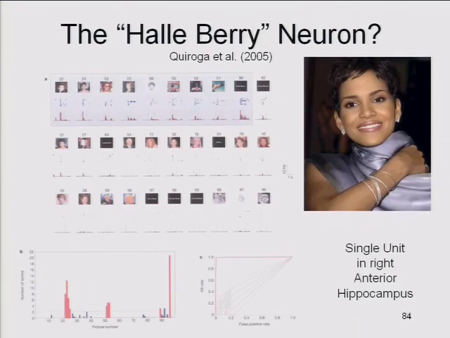Another patient had a Halle Berry neuron. Here are about 10 pictures of Halle Berry, including Halle Berry as Catwoman. We got this neuron that's firing very nicely every time he's seen a picture of Halle Berry, but it's not firing to Jennifer Aniston, and it's not firing to Joe Lieberman, and it's not firing to Dick Cheney, and so on. It seems to be an actual cluster of neurons, in this case not a single neuron, but a cluster of neurons that are firing whenever the person looks at or thinks about Halle Berry.